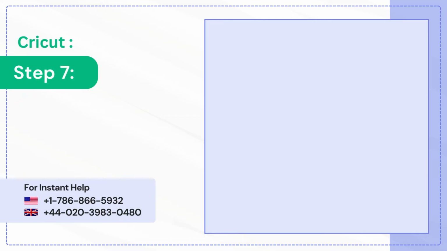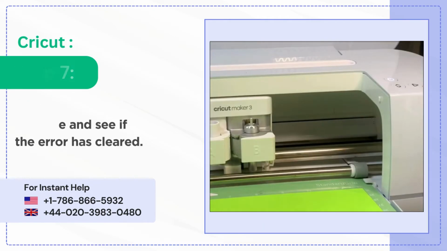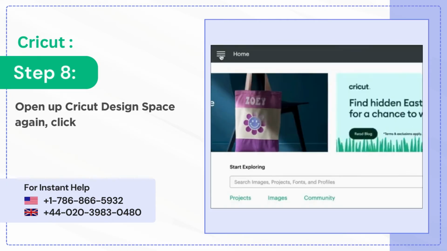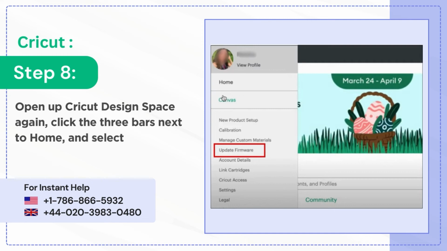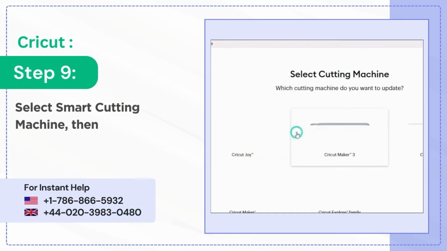Step 7. Turn on the Cricut machine and see if the error has cleared. Step 8. Open up Cricut Design Space again, click the 3 bars next to Home and select Update Firmware. Step 9. Select Smart Cutting Machine, then select your machine.